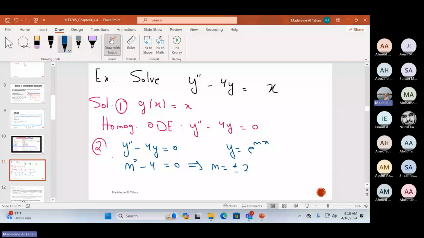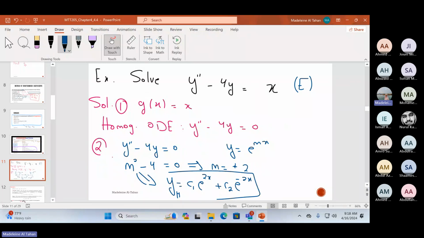Okay, we got m equal plus or minus 2. This is the case when we have distinct real solutions. So y, but I will write here yh. Either we write yh or yc, because we are finding the solution of the homogeneous and not the non-homogeneous. So this is the non-homogeneous equation, let's call it E. y equals c1 e to the 2x plus c2 e to the negative 2x. Any questions so far? This one is from the last lecture.